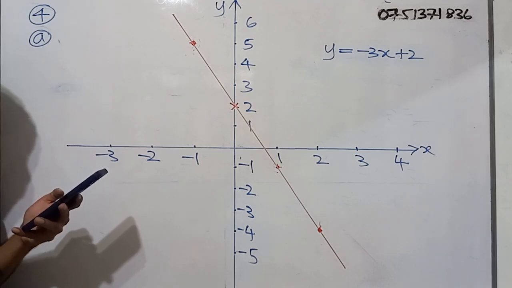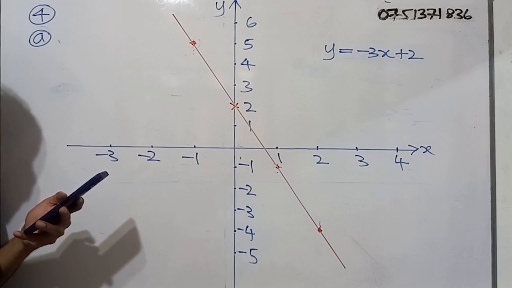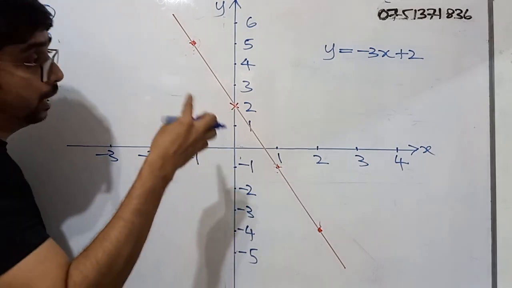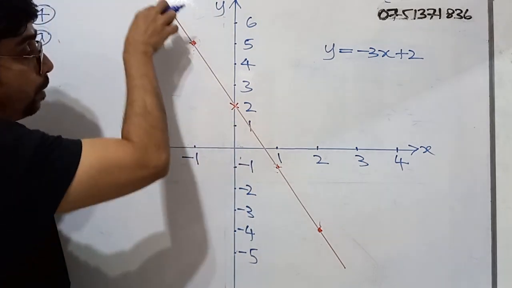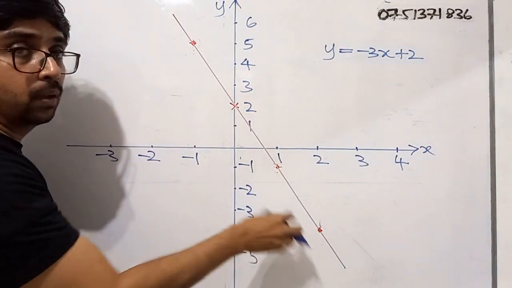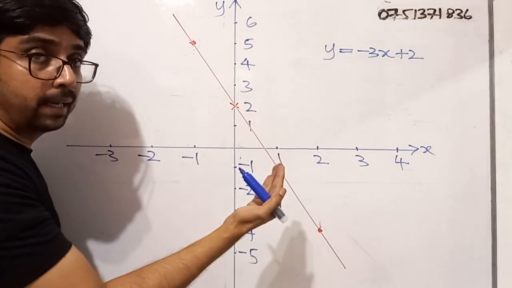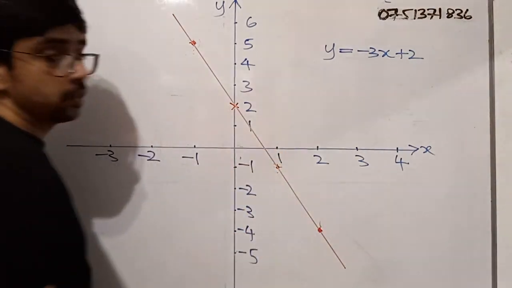Part 4. Write the equation of the straight line which is parallel to the above line and passes through the origin. If we consider another line, in order to be parallel to this line, the key characteristic of that line is that the gradient must be the same.